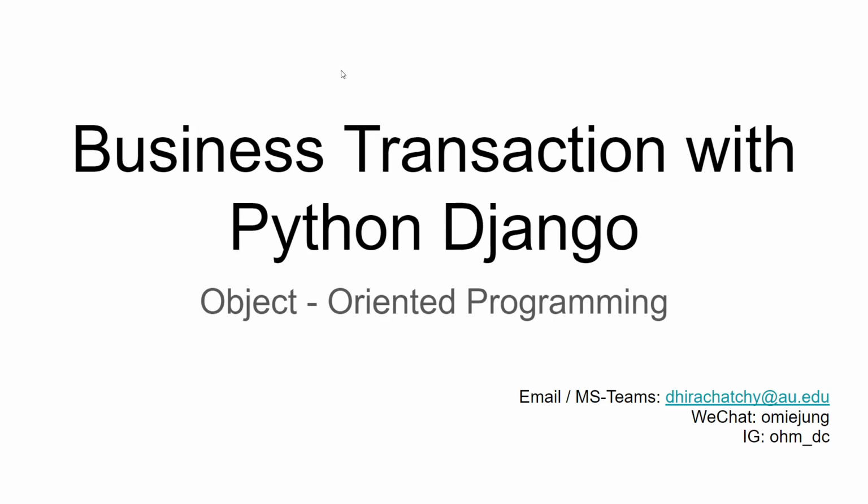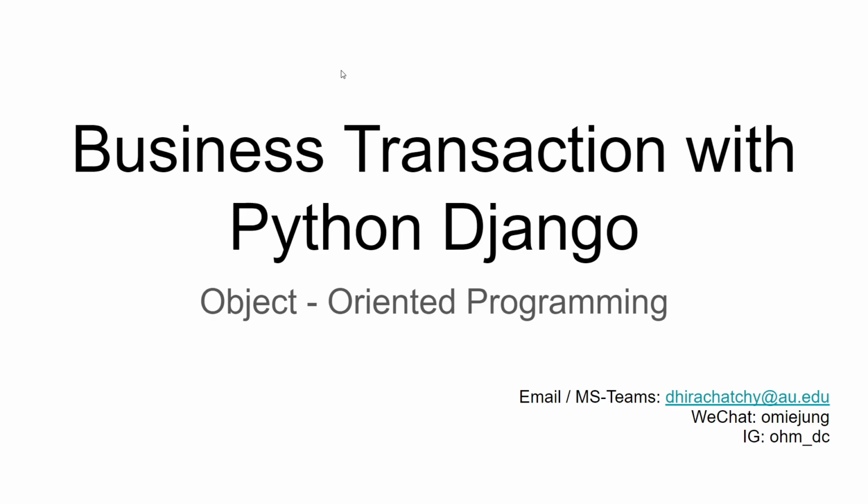Okay, welcome to the second session of the Python Django. At this moment, we want to do the business transaction. Okay, so what is a business transaction? It means we do the trading between the value.